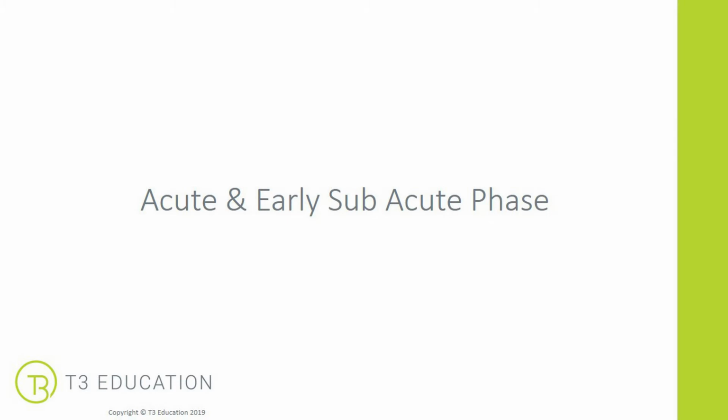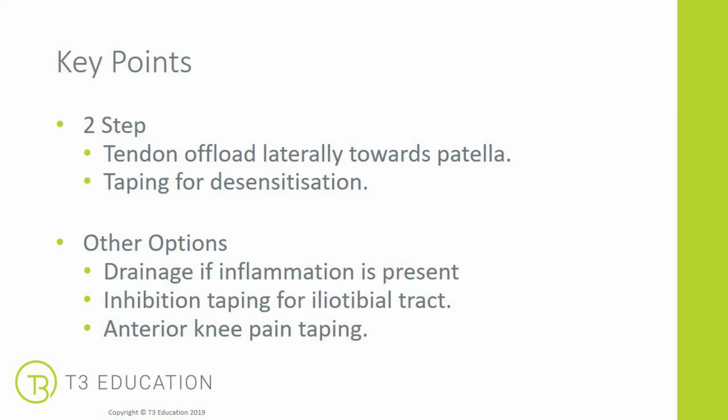For the lateral knee kinesiology taping, we're going to be focusing on just the acute and the early subacute phase. Key points. This taping is a two-step process. The first is a mechanical offload of that tendon towards the patella. And the second is taping for desensitization around that area of pain that your patient has been experiencing.